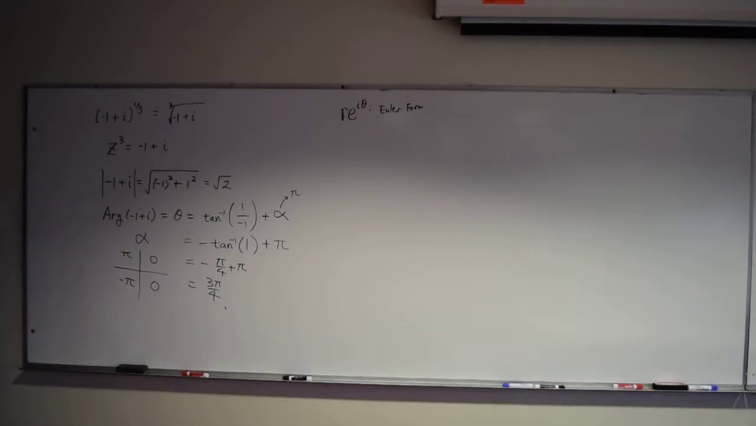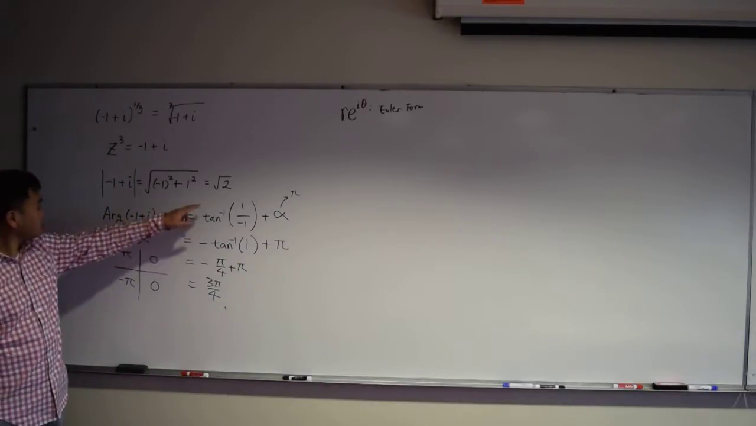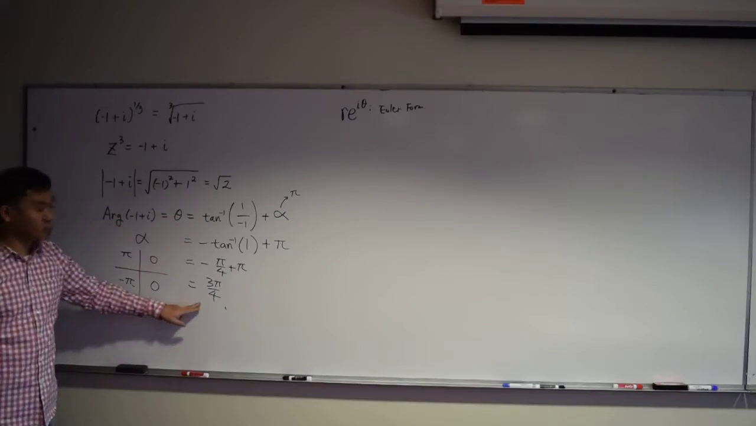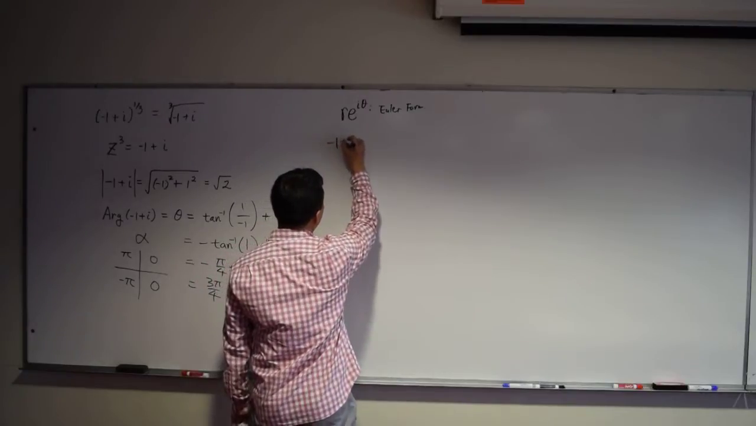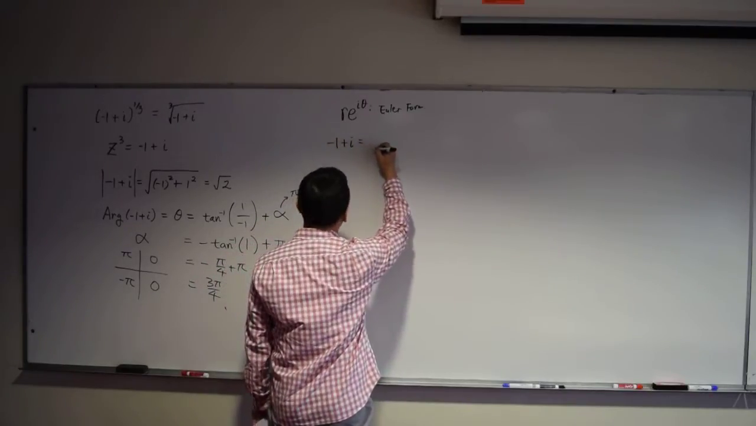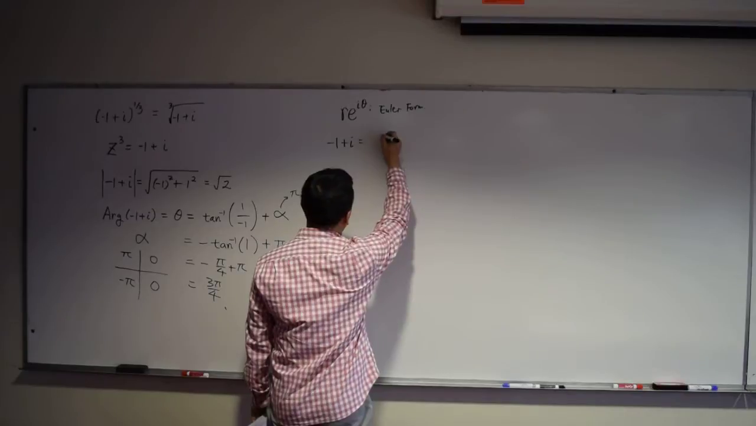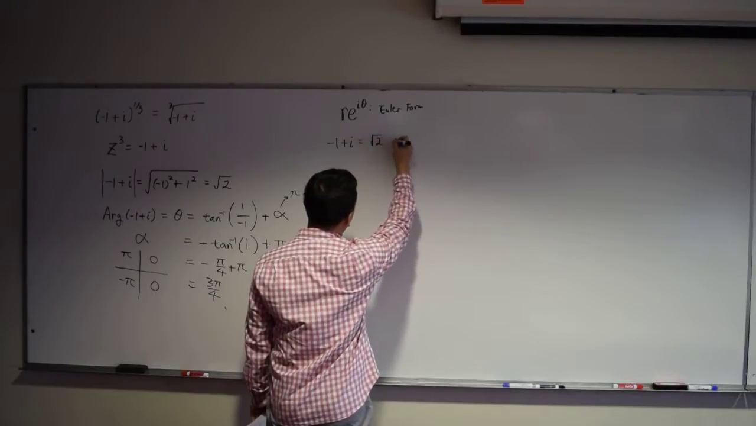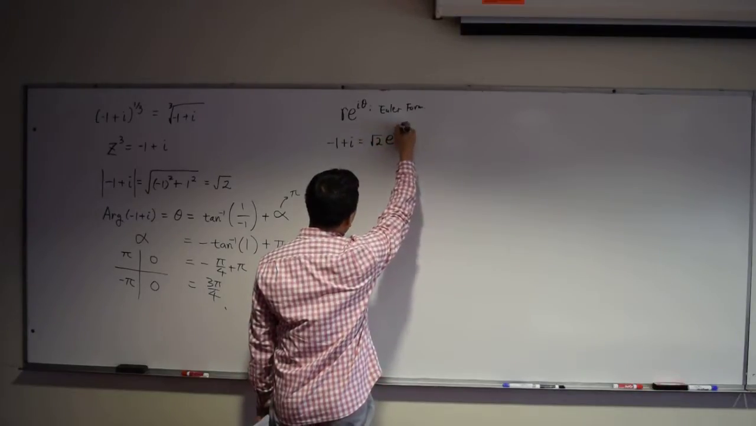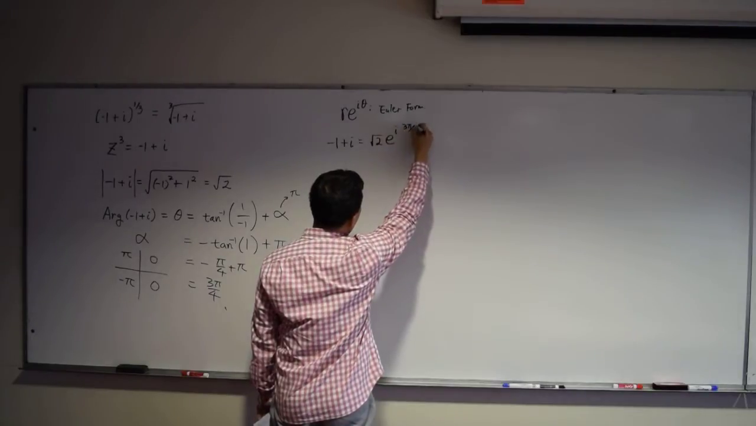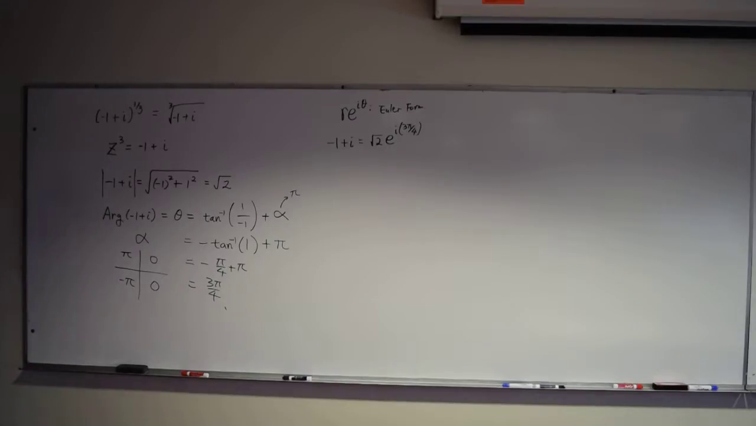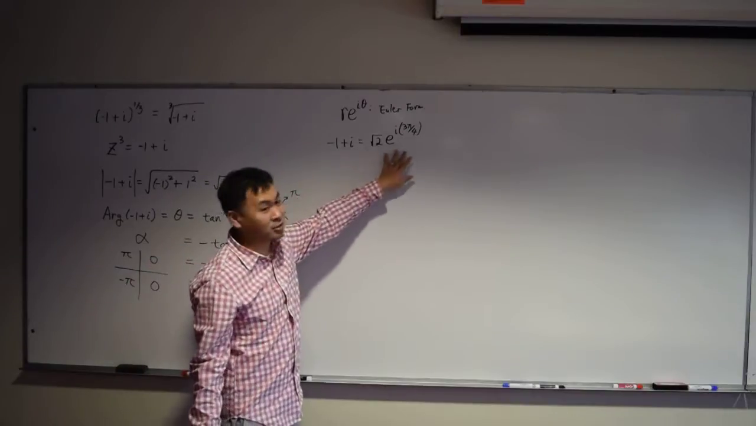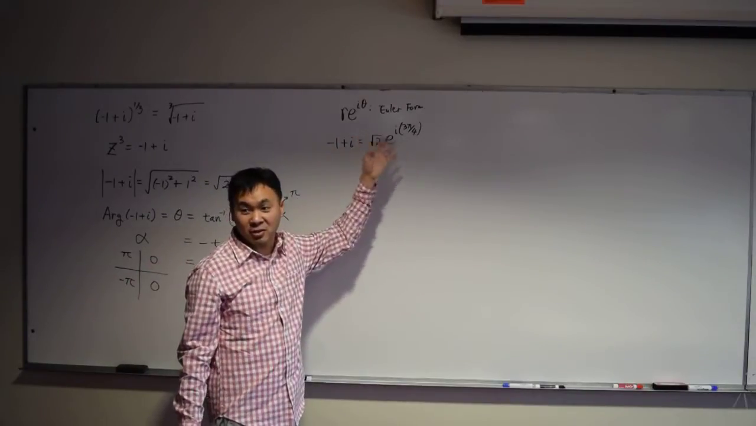Okay. Now, since I have modulus of square root of 2 and angle of 3 pi over 4, now I can write negative 1 plus i as radical 2 e to the i times 3 pi over 4. So I'm saying that this number is the same as this number, although they look very different. They're exactly the same number.